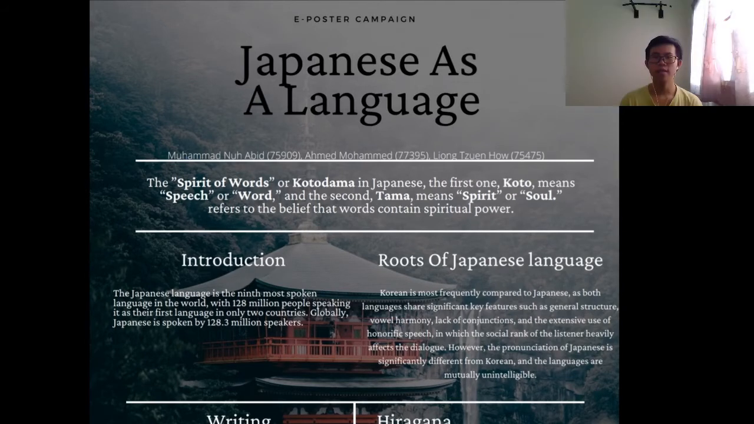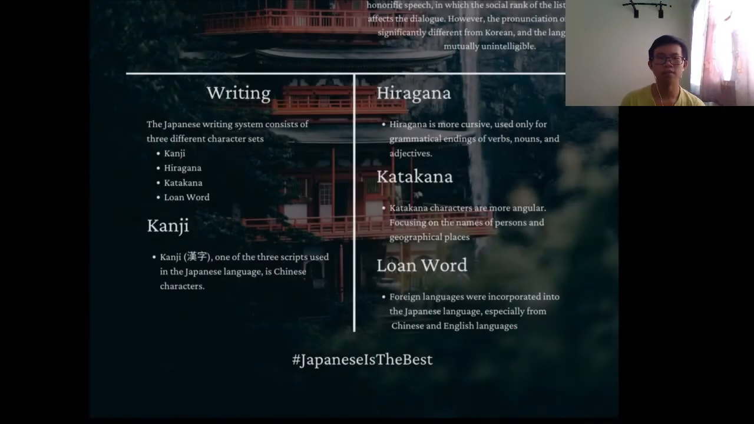Thanks, Mohammad. Next, I'm going to talk further about the information on the e-poster about the Japanese language. Japanese and Korean are quite similar, and of course, there are many differences between the two. One of them is the writing system. I'm going to only talk about the Japanese as emphasized in the poster. The Japanese uses three main scripts: kanji, hiragana, and katakana.